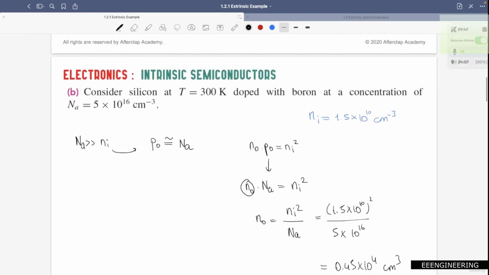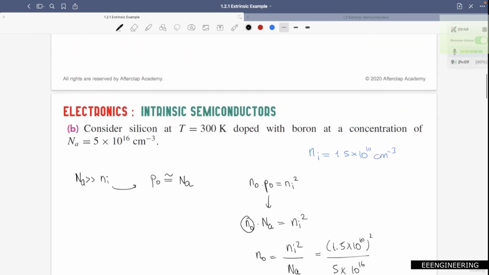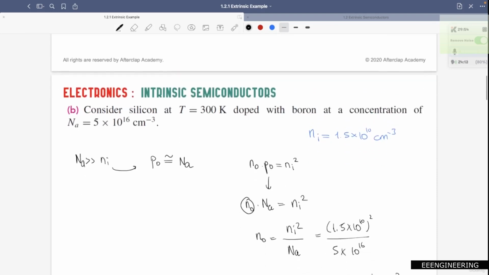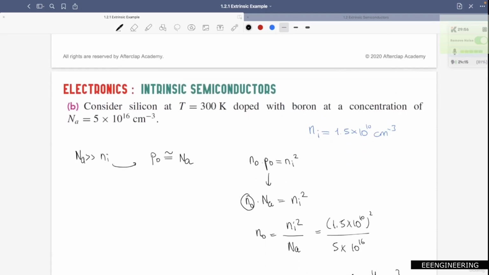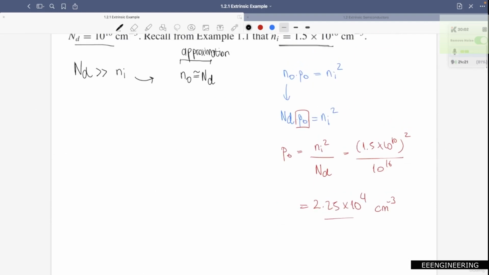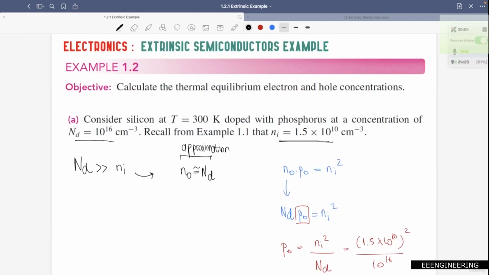And this is, by the way, the end of the video. But before ending the video, I want to make an observation. As you can see, the donor and also the acceptor concentrations are not that different. The acceptor concentration is 5 times 10 to 16, and the donor concentration is 10 to 16, only 5 times greater. So it is not a huge difference.